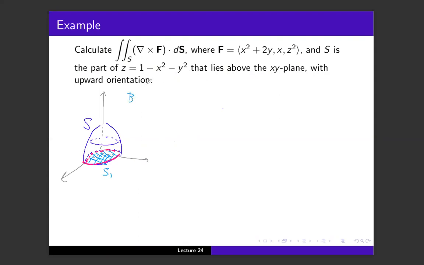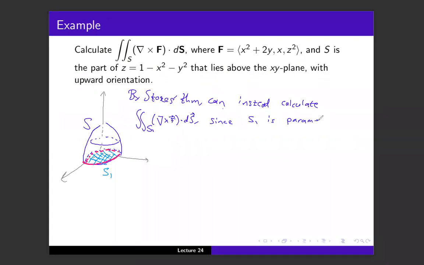So by Stokes' theorem, I'm sorry, you can instead calculate the double integral over a much easier surface, which is just S1. And it's easier because S1 is just parameterized by the function R(x,y) = (x, y, 0) for x squared plus y squared less than or equal to 1. Let's actually calculate this curl and see what we get if we want to do it that way.